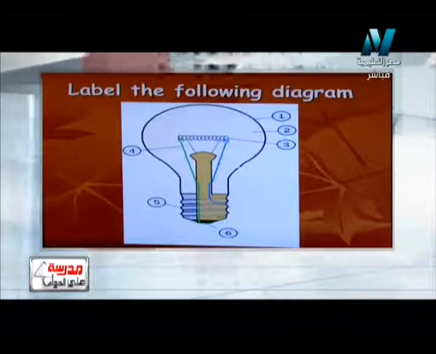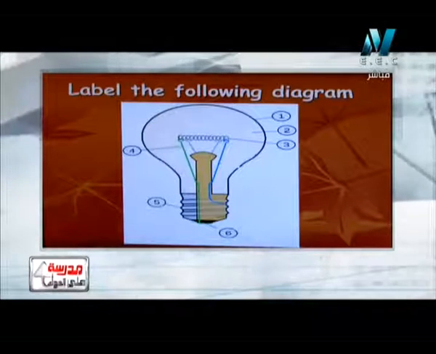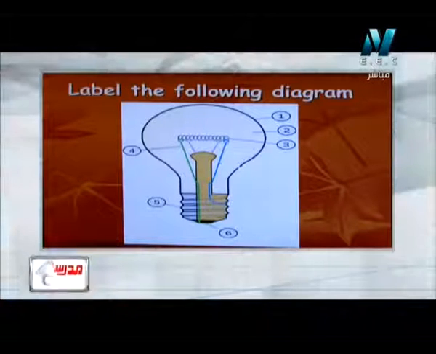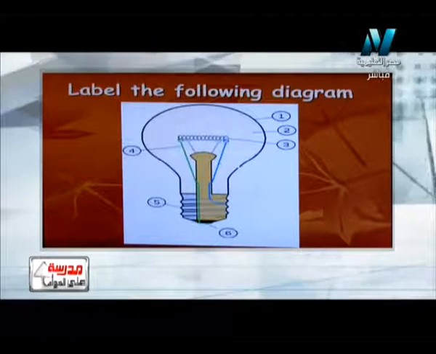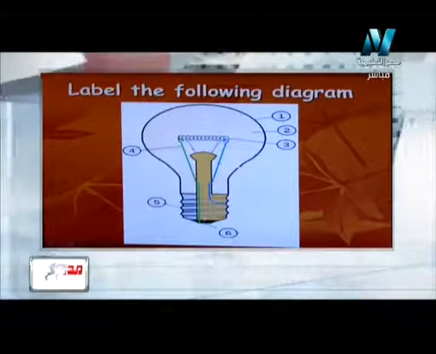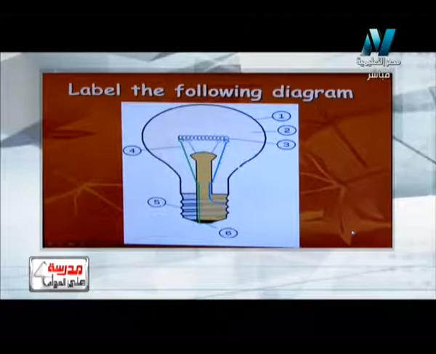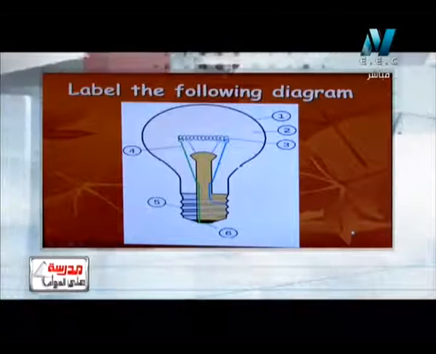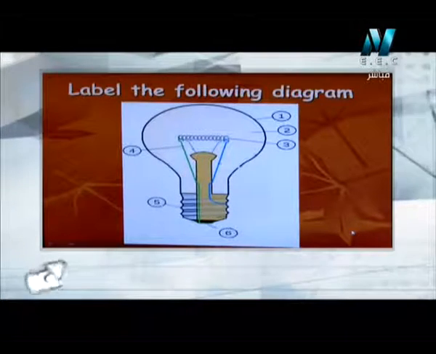Number 1 here will be the glass bulb. Number 2 will be the argon or inert gas. When I find an arrow pointing at the empty space, it means the gas, which is argon gas. Number 3, the filament or the tungsten filament. Number 4, the 2 copper and lead wires. Number 5, the base. And number 6 is the piece of lead, which makes the connection for the electric current to the tungsten filament.